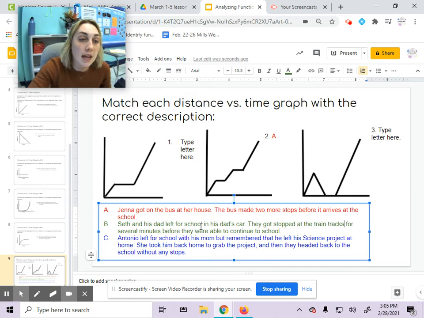All right, so I hope you got the correct answer. So this one says Seth and his dad left for school, and then they stopped one time. So they stopped at the train tracks for several minutes, for a long time, before they were able to continue to school, and there was no other disruptions after that.